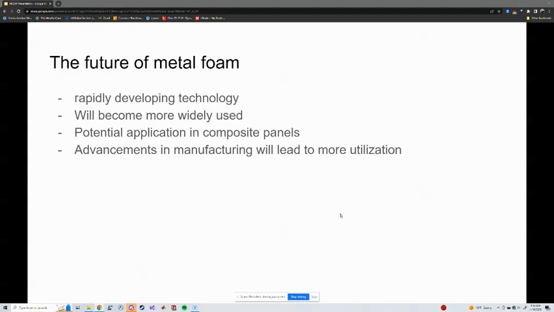I foresee use in composite panels where two solid materials, for example, aluminum panels, are spaced off with a metallic foam between them to provide rigidity, much in the way we use honeycomb panels in composite structures today. And surely advancements in the manufacturing of the foam will lead to more utilization as some of the drawbacks are overcome and controlled.